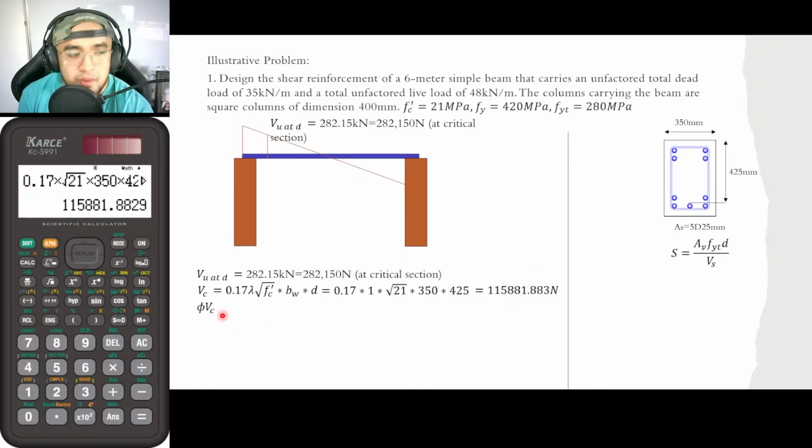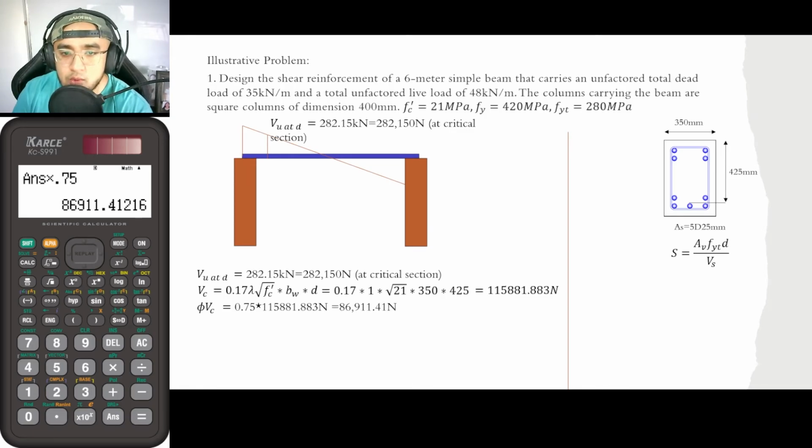So let me just solve for phi VC first. That is just multiplying 0.75 and 115,881. So let me just multiply our answer here by 0.75. The design strength for the concrete shear, or the shear strength of the concrete, is equal to 86,991.41 newtons. Okay, so take note of this, guys: phi VC, or the design strength of concrete, is 86,991, but it should be carrying 282.15.